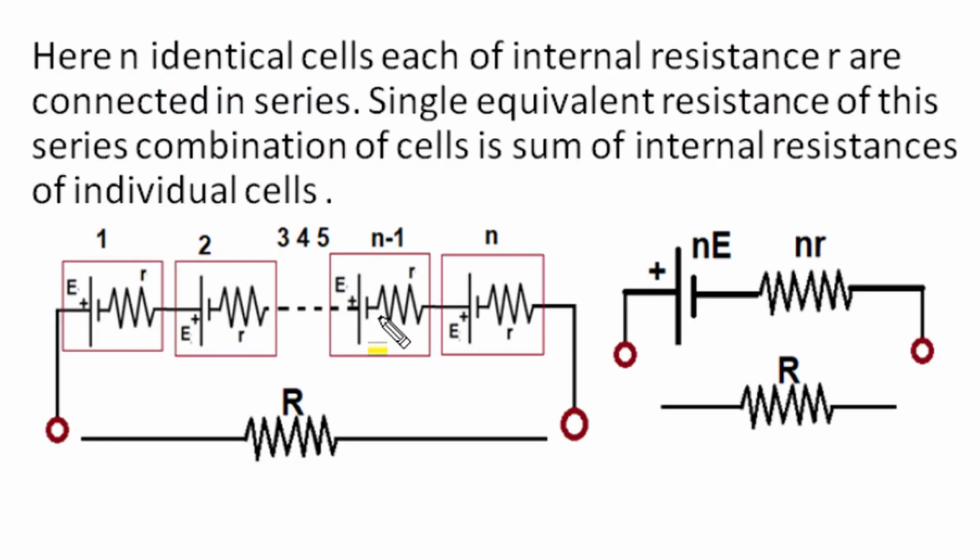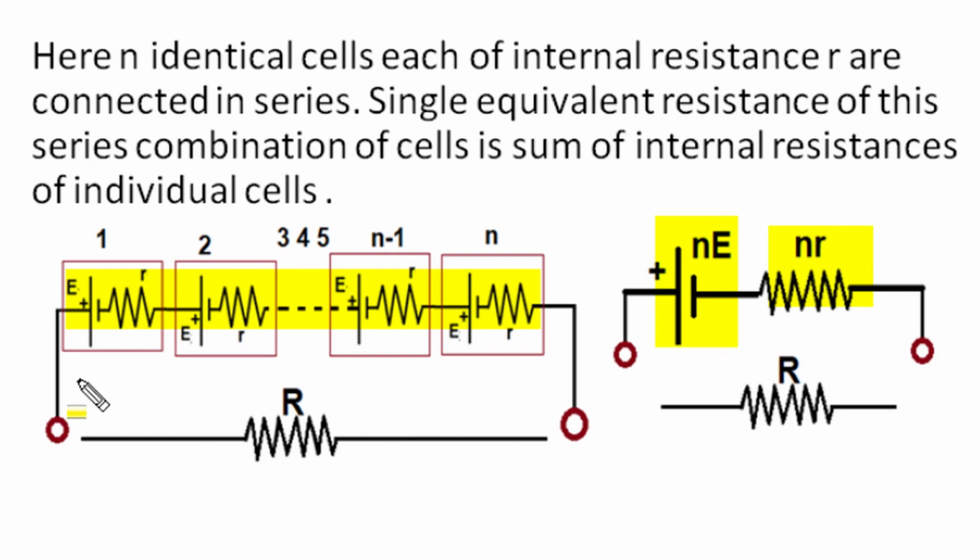To find out the effective internal resistance of this series combination of cells, we'll consider the passive equivalent circuit of this combination and we'll short circuit all EMFs, and in that case we will find that all resistances of these cells are in series. So each cell has internal resistance small r, and there are n such resistances in series. So the effective internal resistance of this cell combination will become nr. So we can say n identical cells of EMF E and internal resistance r will become a single equivalent cell of EMF nE and equivalent internal resistance nr.